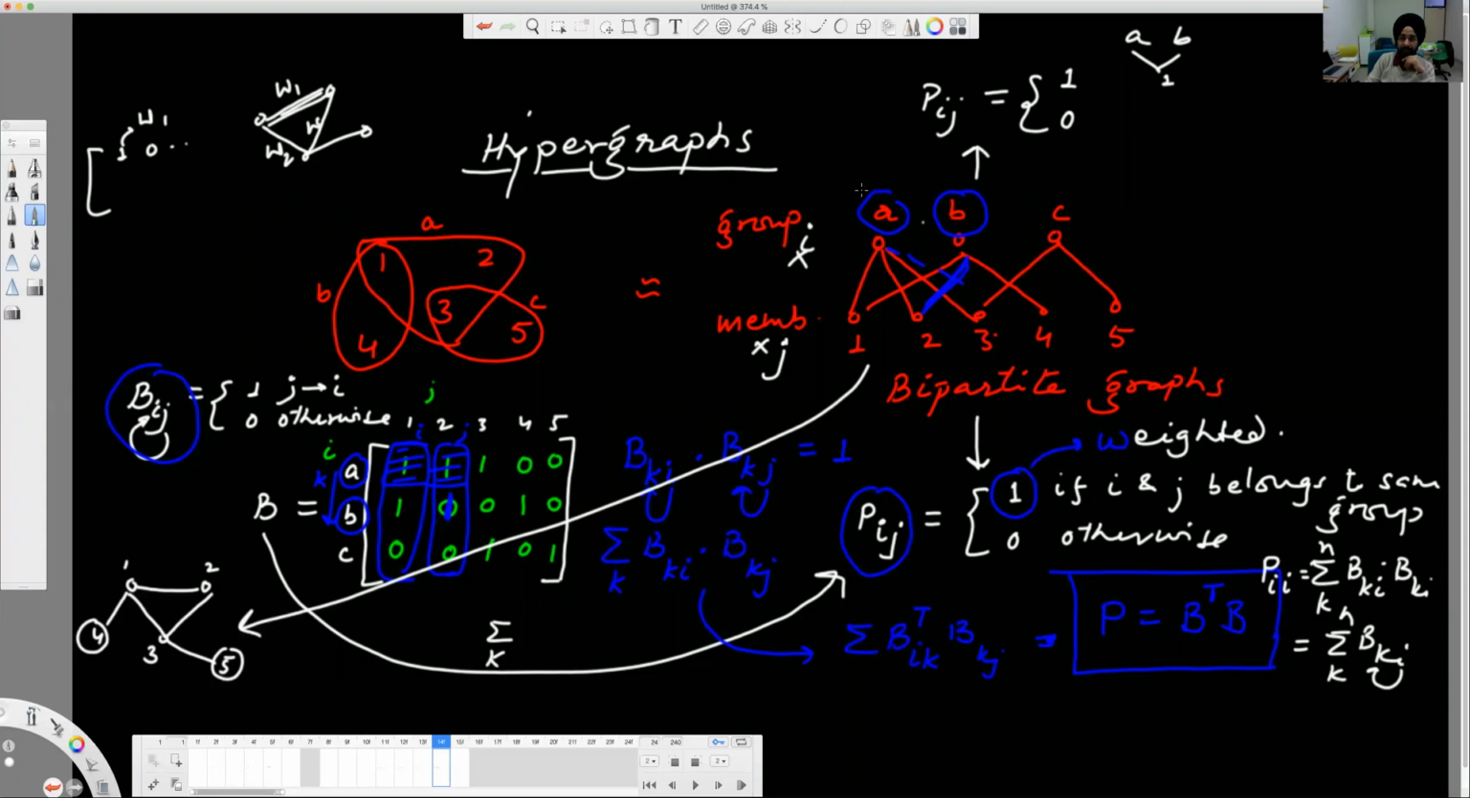What about this network? Anybody? What will be the network? A will be connected to B. Do they have a sharing partner? Same partner? Same member? Yes, right? 1. So A is connected to B.